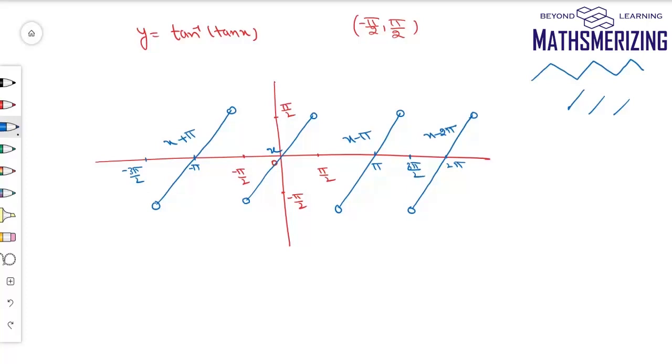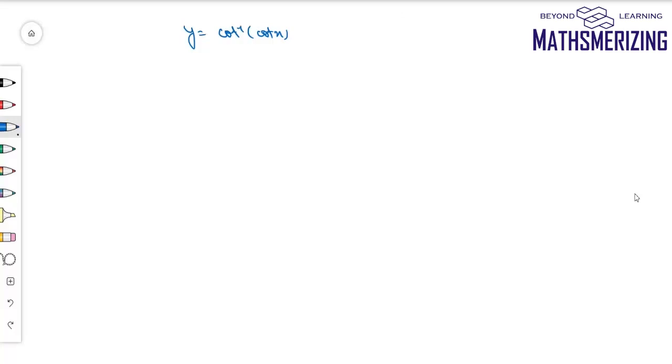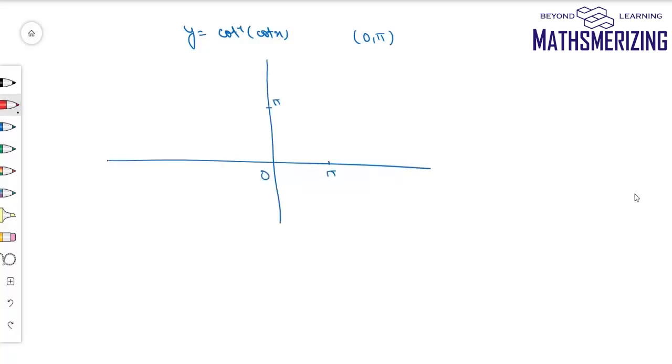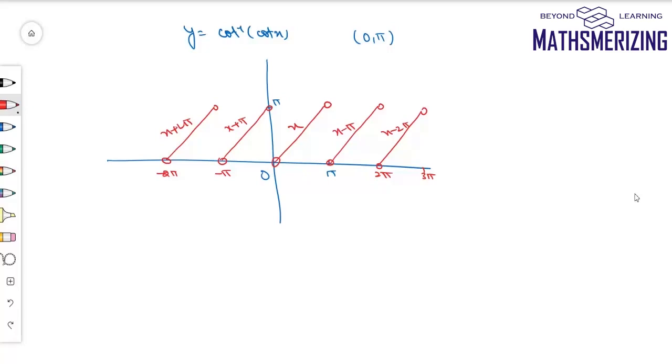So in the same way, I can draw the graph of cot inverse of cot x. Now for cot inverse x, the principal value ranges from 0 to pi. So I'll mark this interval on the x-axis and y-axis, and then it will be the line y equals x, and then again I'll draw parallel lines, and I can write definitions also. So that is the graph of cot inverse of cot x.